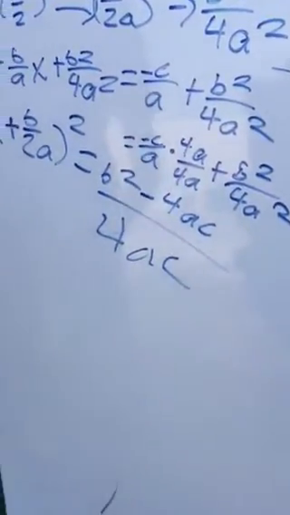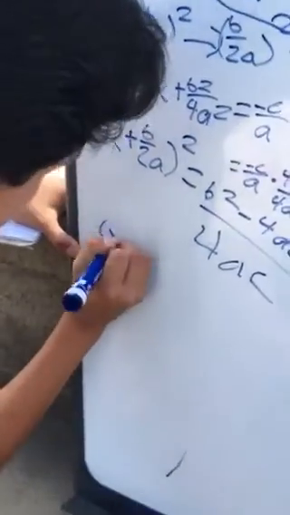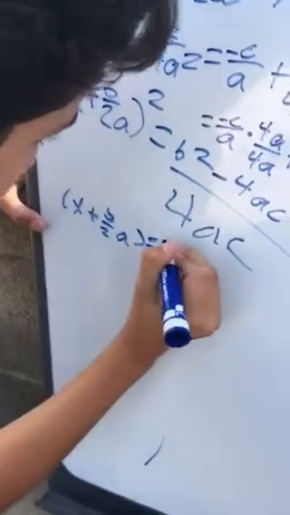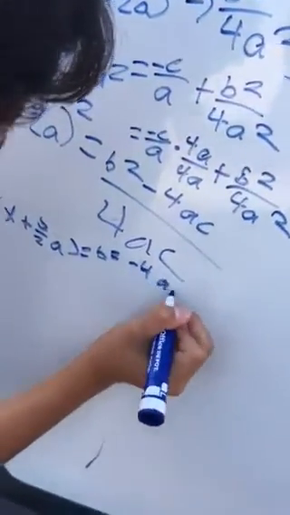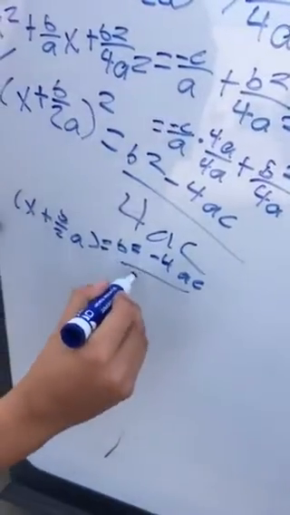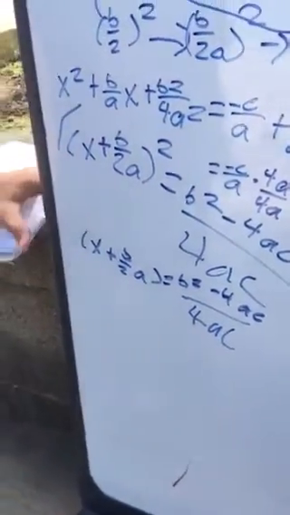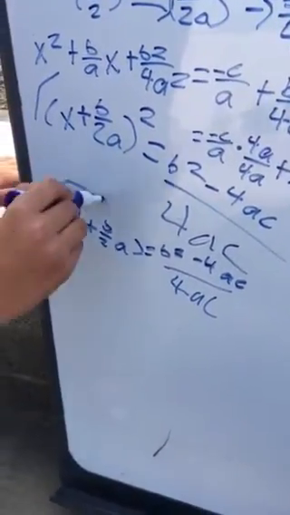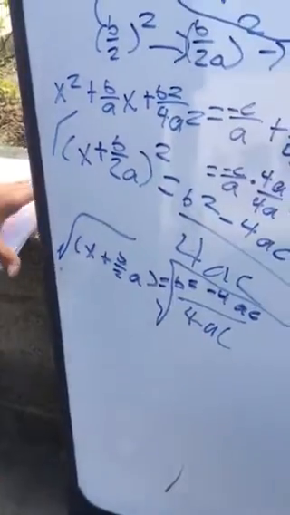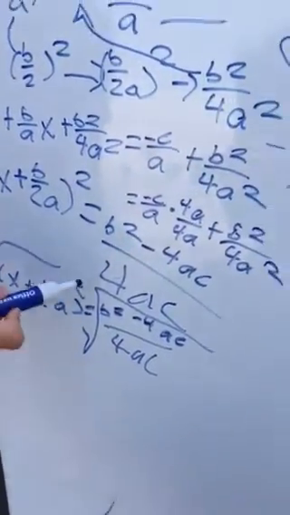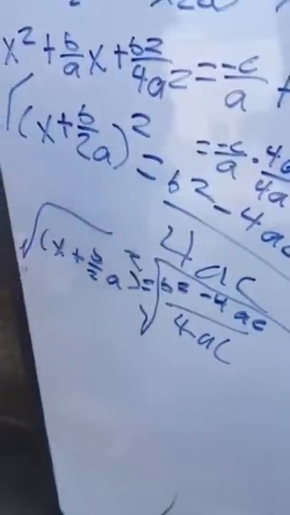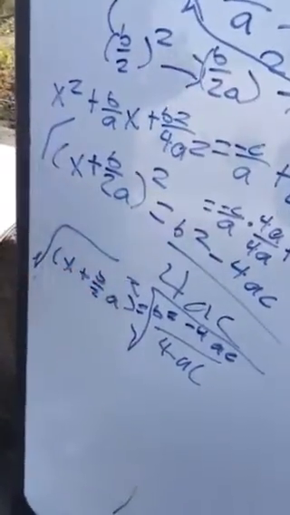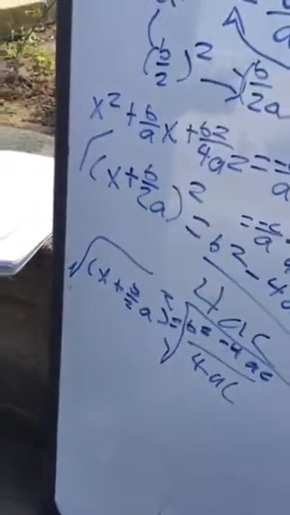Now, sorry for my bad writing, but now we have x plus b over 2a equals b squared minus 4ac over 4a squared. So we're going to square root both sides of this equation. What does square rooting do? As you can see, there is an exponent of 2, so we have to get rid of the exponent of 2, and the only way to do that is to square root it. So it's the inverse operation of squaring.